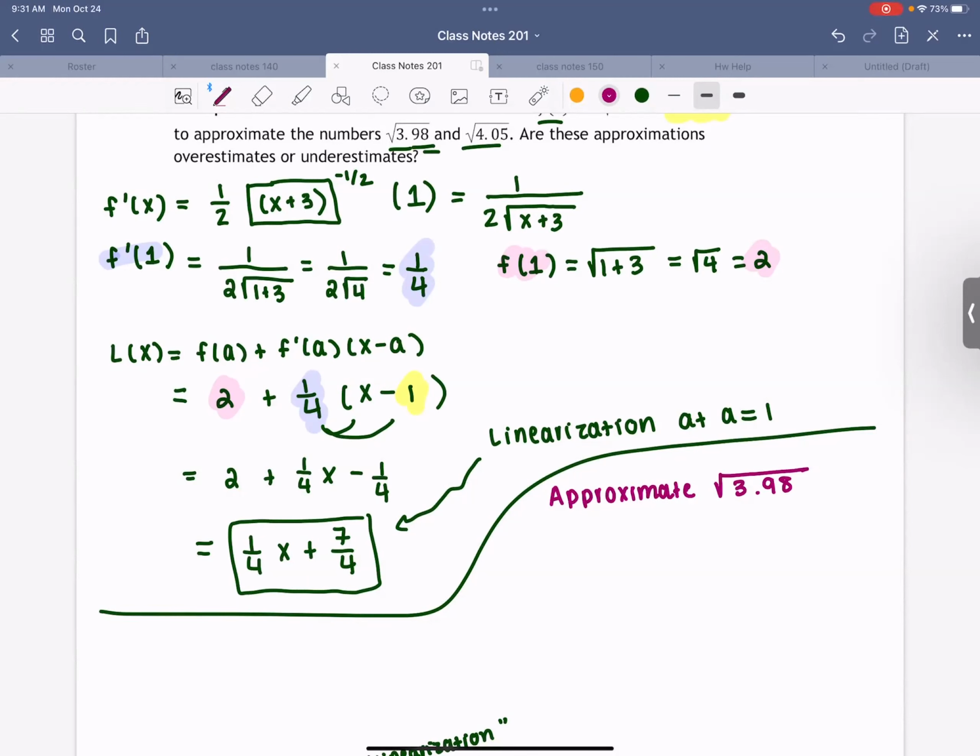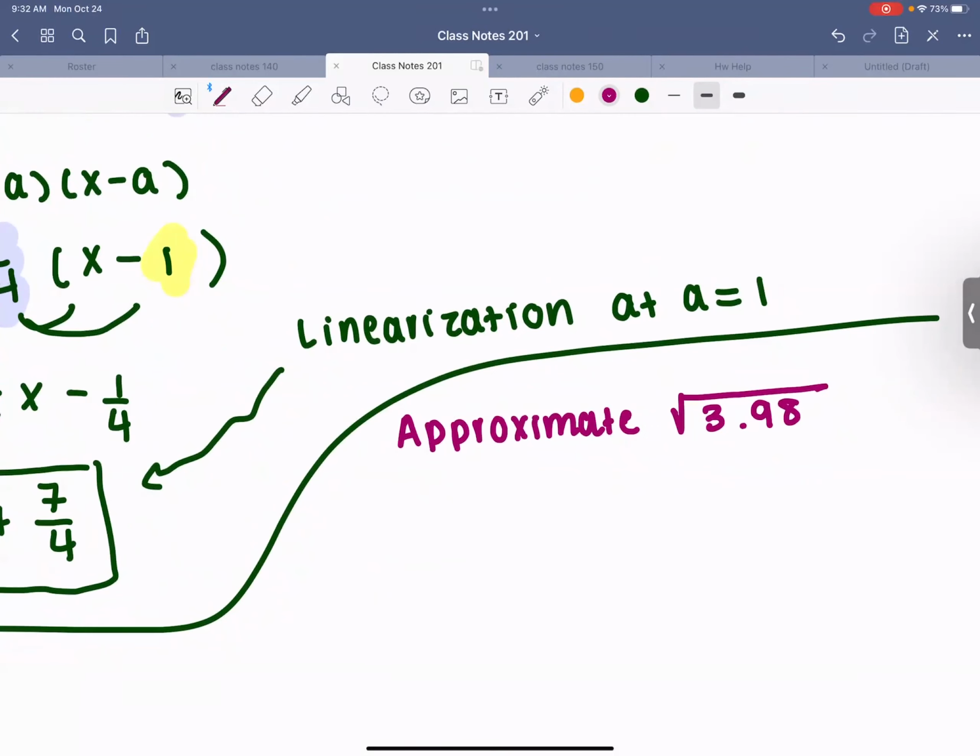Now, here's where things get a little confusing, and this is why I'm going to rewrite this question in a slightly different way. If I want to approximate this function, this is the same thing as saying this. I want to approximate the square root of 0.98 plus 3. Does anyone see why I rewrote 3.98 as a sum of two different things? So why did I break this up into 0.98 plus 3? Maybe it would be easier to take this?